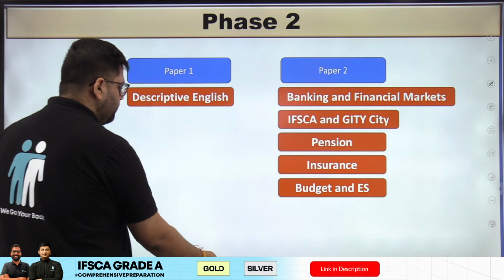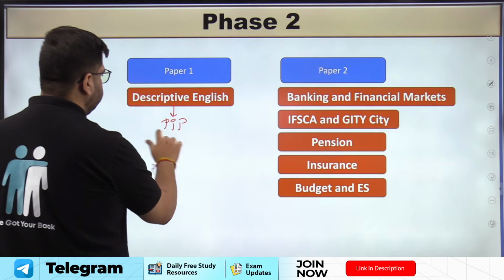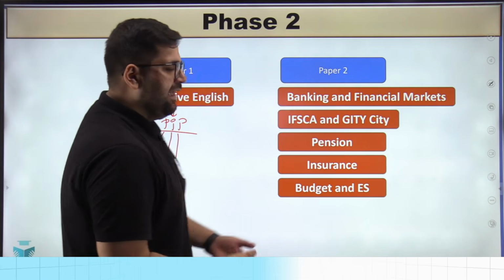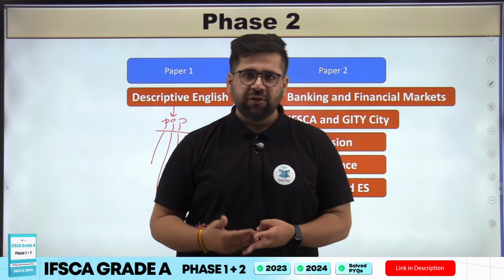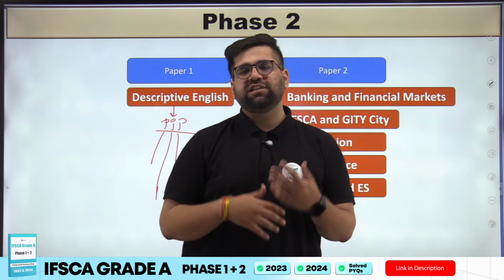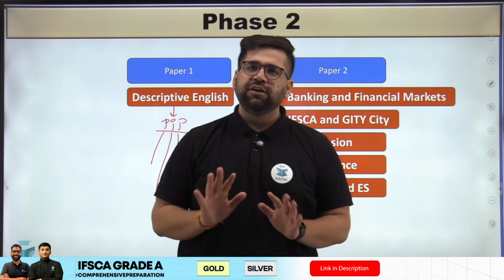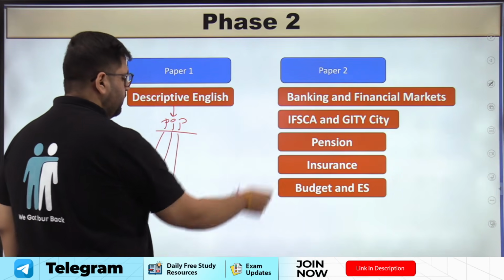Now in phase 2, your paper 1 is English descriptive, wherein you just have to follow the formula of PPP, which means practice today, practice tomorrow, and practice the day after tomorrow as well. In English, we all know your essay, RC and precis will be asked, and there are multiple videos on YouTube which can teach you how to write an essay, how to write an RC, and how to write a precis. So English, I think, is a bit sorted. We have to talk about paper 2 now.